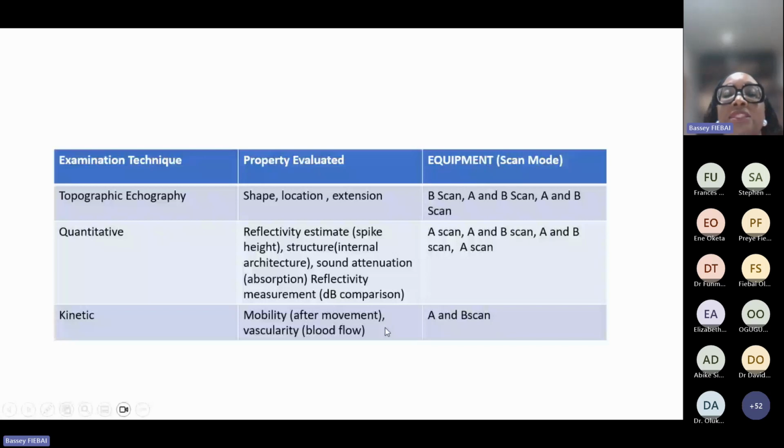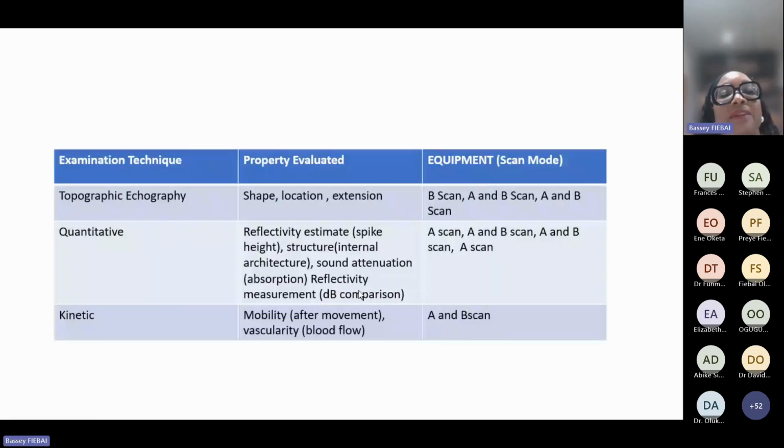Also, when the eye is stationary and the probe is stationary, if you see little pulsations on the A scan, and there is a mass that you're trying to study, then you're probably dealing with a tumor or a lesion that is vascular, because you'll see the pulsations on the A scan.